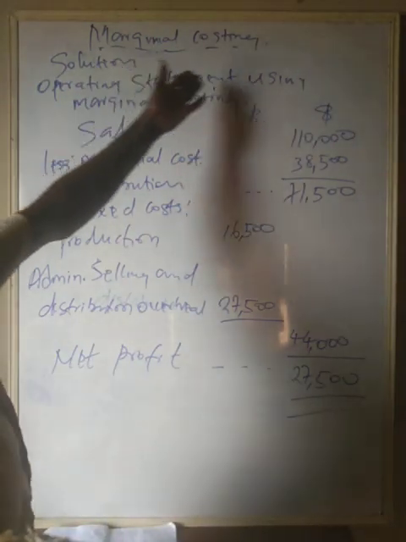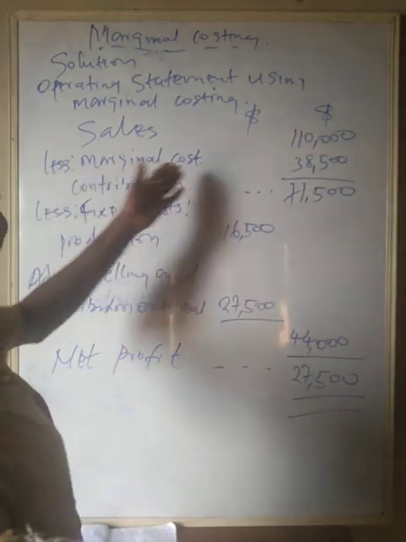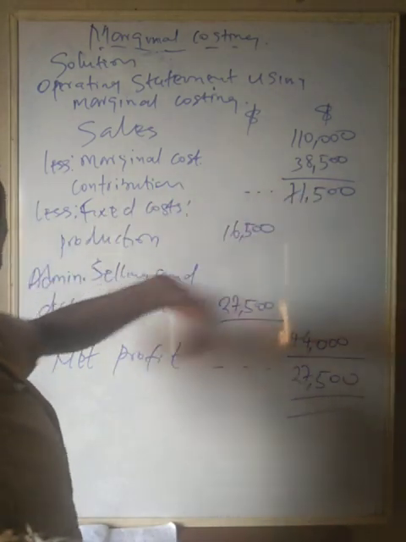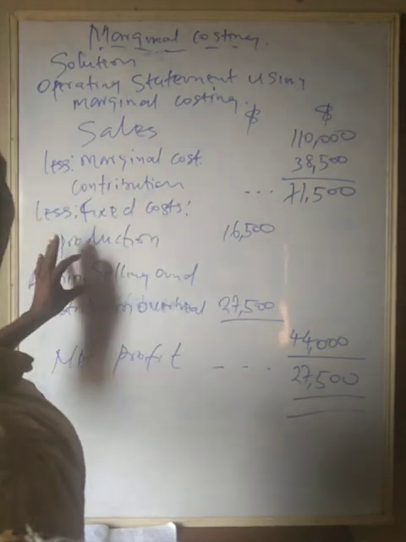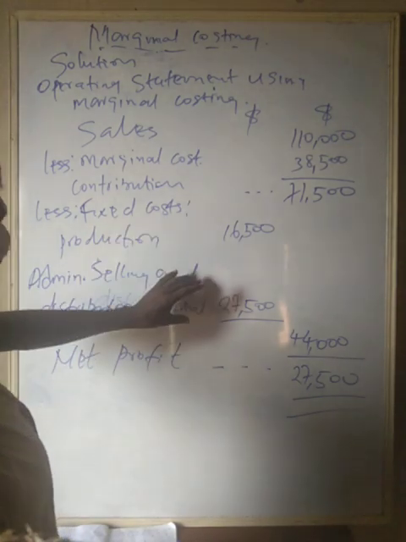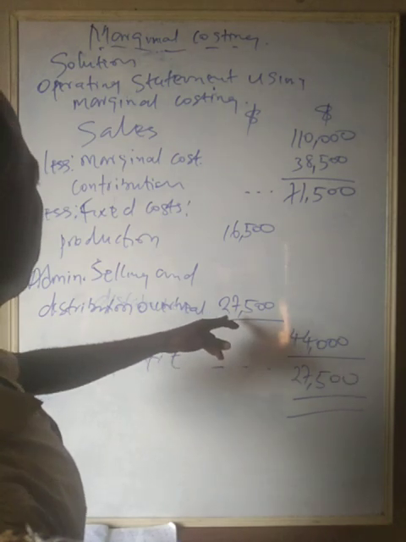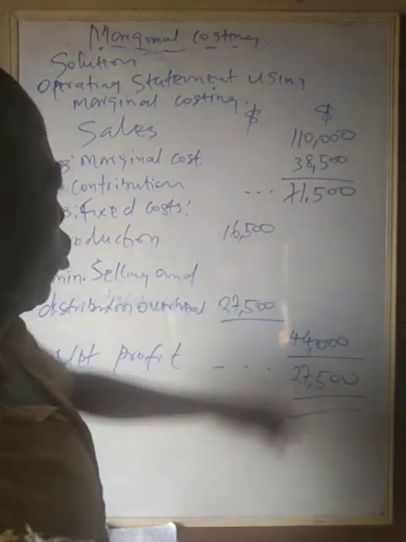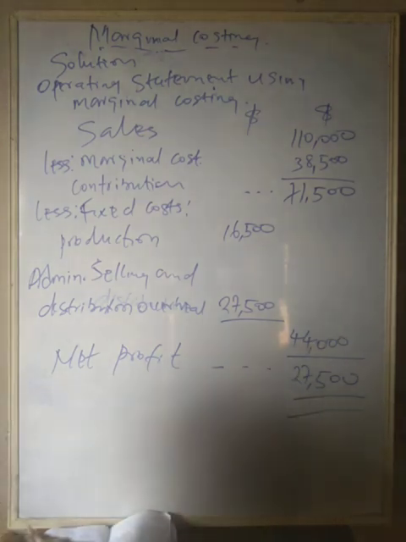Look at it again. Operating statement using marginal costing says you have $110,000 less marginal cost, which is 38,500. You arrive at contribution, 71,500. Less fixed cost. Fixed cost is made up of the production and the admin, selling and distribution overheads, which are the fixed aspects: 16,500 plus 27,500, giving us 44,000. Deducted from 71,500, you arrive at 27,500.